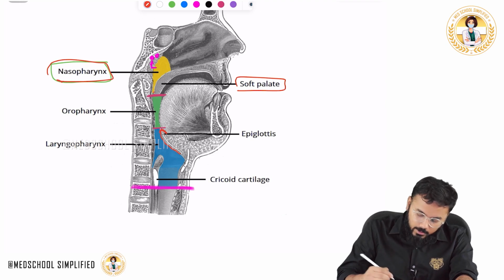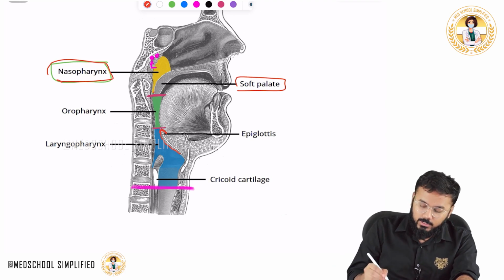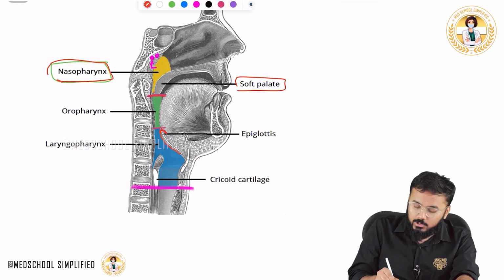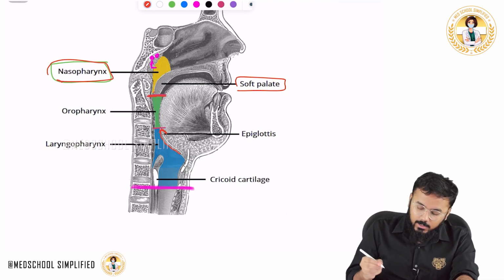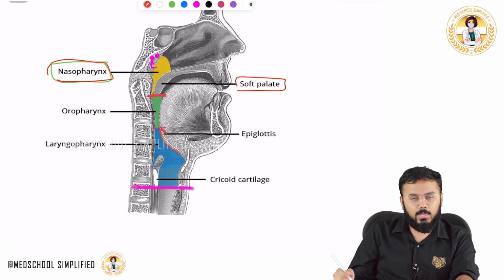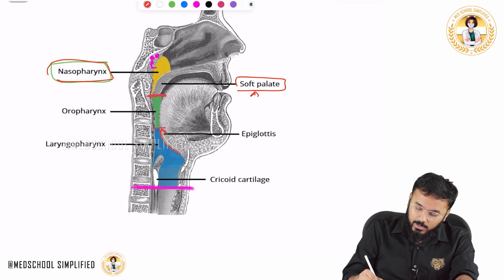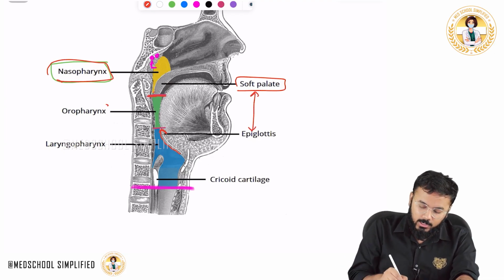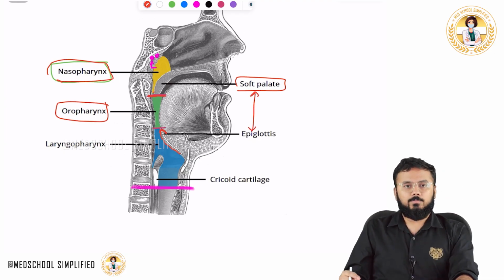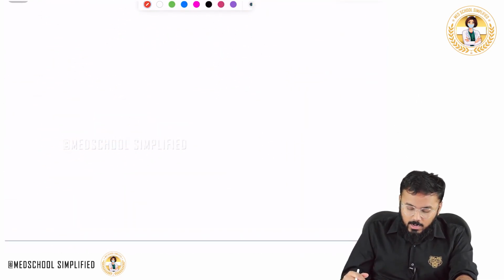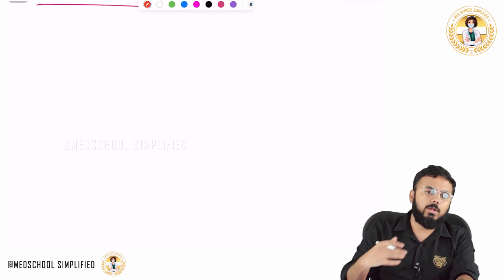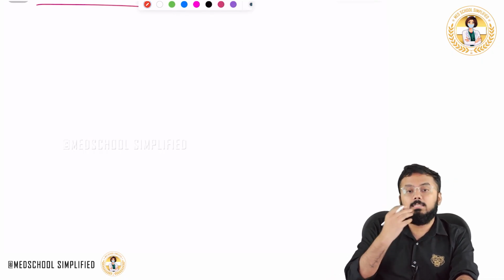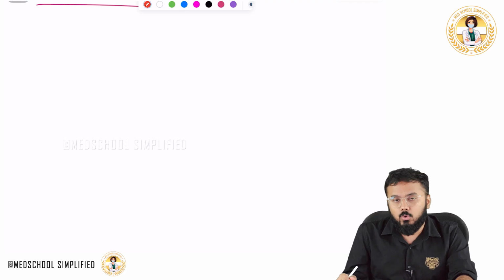So along the superior border of the epiglottis, it is located between the base of the soft palate, right, or the posterior most part or the terminal part of the soft palate, till the superior surface of the epiglottis. So between soft palate and epiglottis, we have got this oropharynx. Okay. Let us see how does the oropharynx look and what are the structures. When you open the mouth, can you look at the oropharynx? Yes. So let us see what are the structures that are located within this oropharynx.